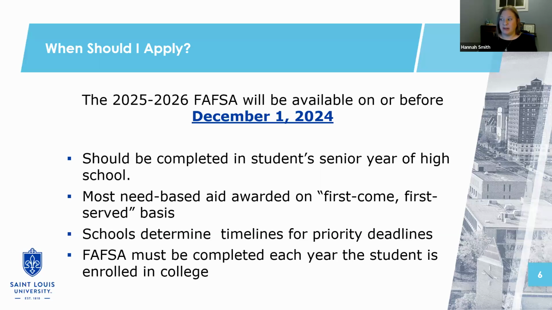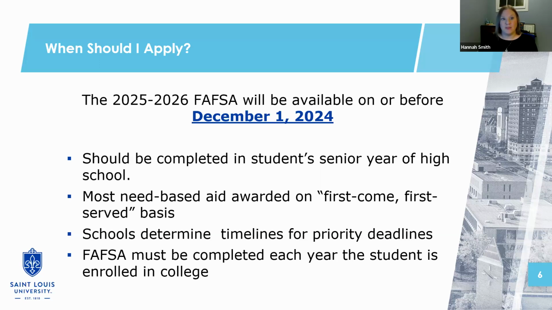As I mentioned, it should be completed in your student's senior year of high school. And most need-based aid is awarded on a first come, first served basis. So typically we say file early with the FAFSA. With all of the changes that came to the form in the 24-25 aid year, and that we're seeing again in 25-26, we're just being a little bit cautious and being like the first ones to get in there and fill it out. So this year we've been using the motto of kind of like file early within reason.